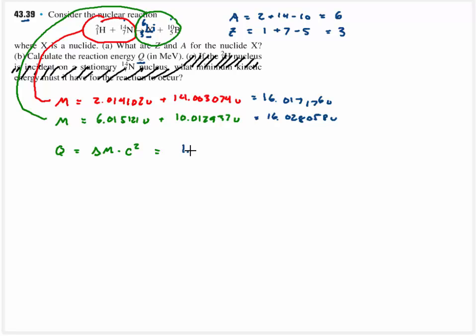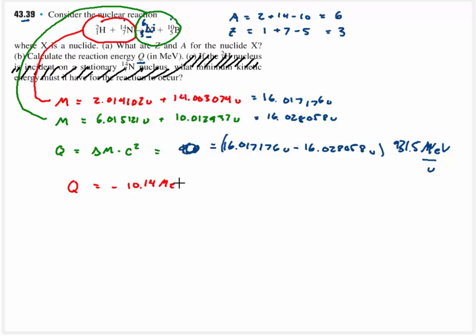So this is going to be equal to 16.017176 u minus 16.028058 u. Multiply this by c squared, which is 931.5 mega electron volts divided by u. And realize, okay, this is negative. It's one of those endothermic reactions. So Q is going to be equal to negative 10.14 mega electron volts.